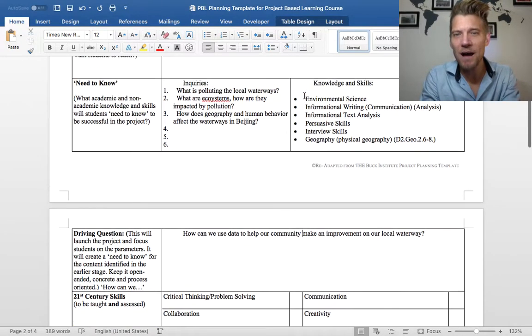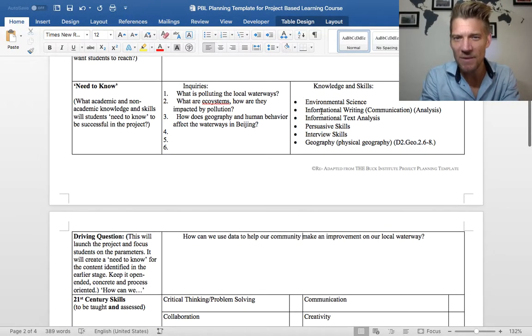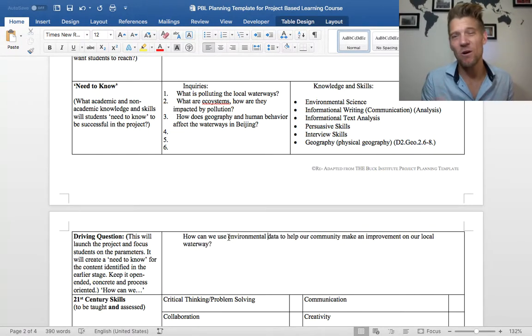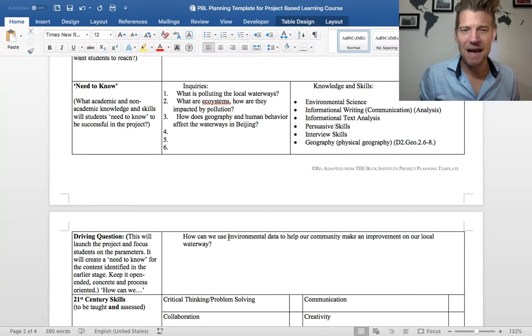I looked at what my need-to-know skills were: environmental science, informational writing. I might write environmental data. I mean, data is big, so you might keep the parameters large so they can look at all the types of data that we can include. How can we use environmental data to help our community make an improvement on our local waterway? So I'm still playing around with the question.